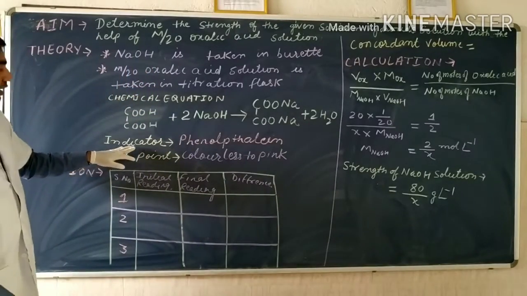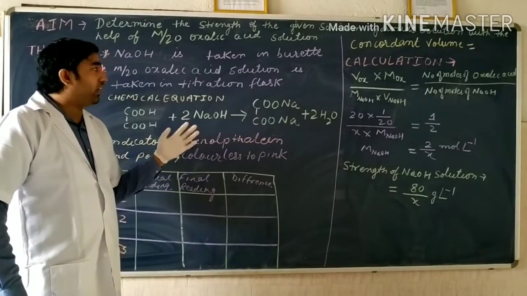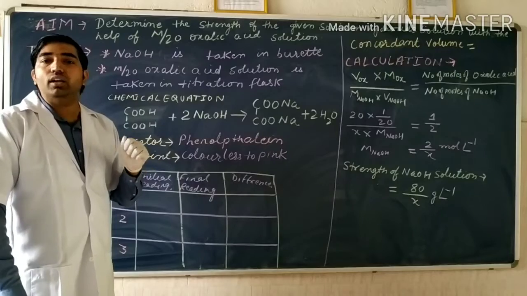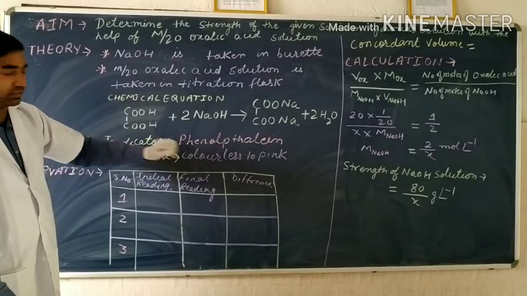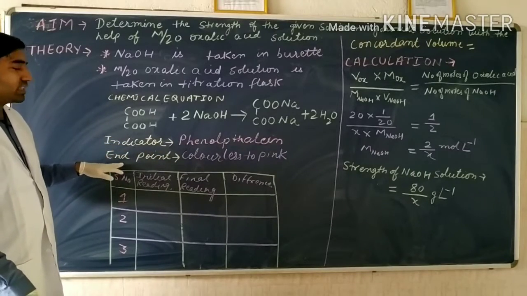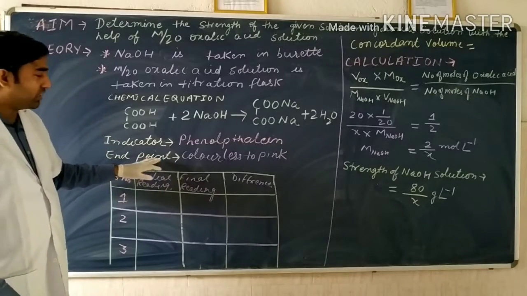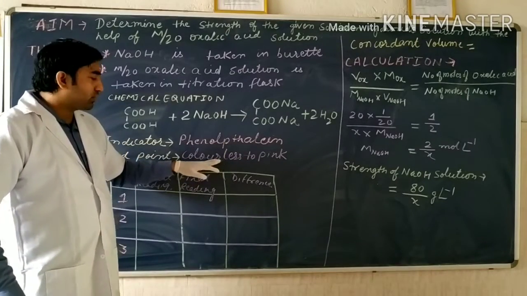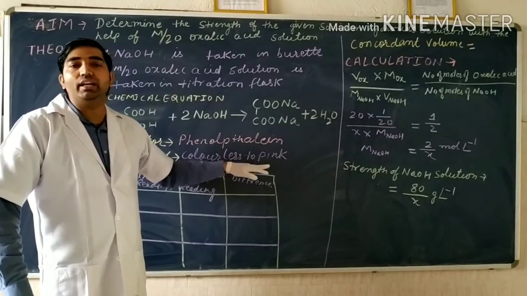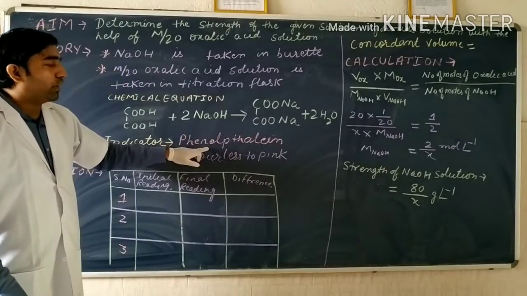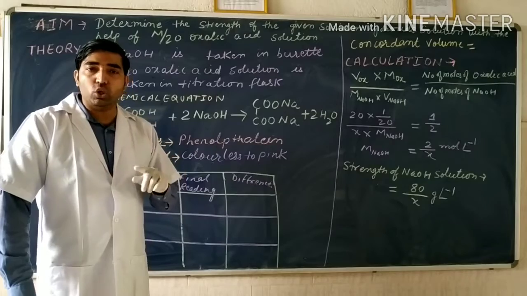See, what is the indicator here? The indicator is phenolphthalein, because the alkali which we have taken is NaOH, which is a strong alkali. When we take a strong alkali, we take phenolphthalein as an indicator. Next, see, what is the end point? In this titration, the end point is colorless to pink. The initial color is colorless, and then it turns to a permanent light pink color. The color of phenolphthalein in acidic solution is colorless, and in basic solution it is pink.